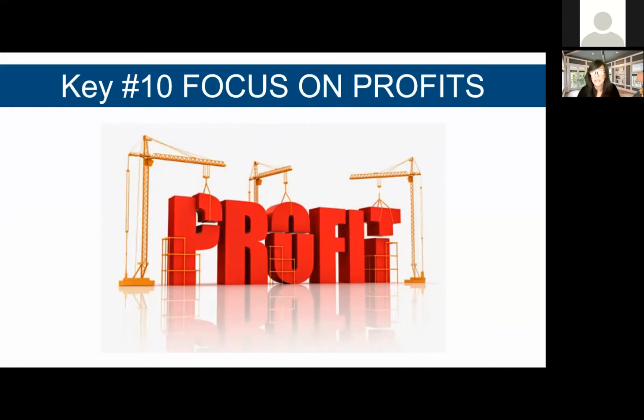It's ultimately about, are we maximizing our profitability in the firm so that we can grow, so we can reward our employees, so we can be a successful company to work at. And so focusing on profits is really a deep cultural thing in your company.